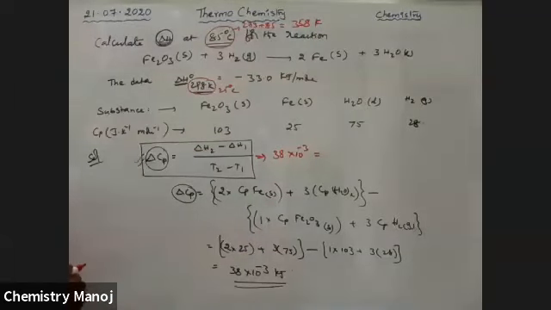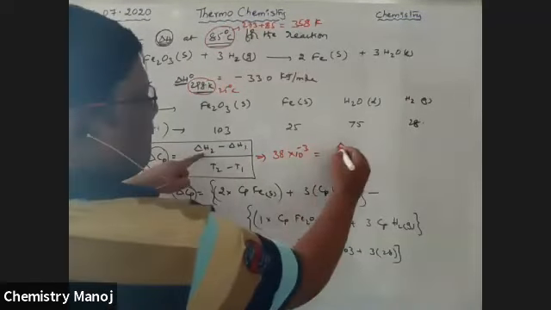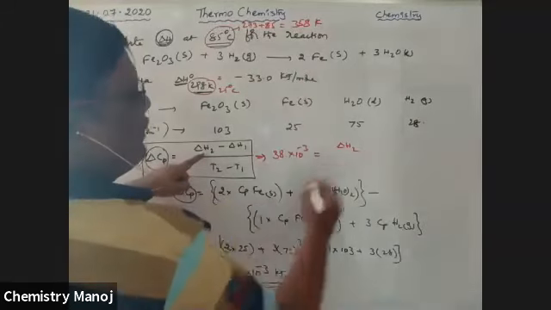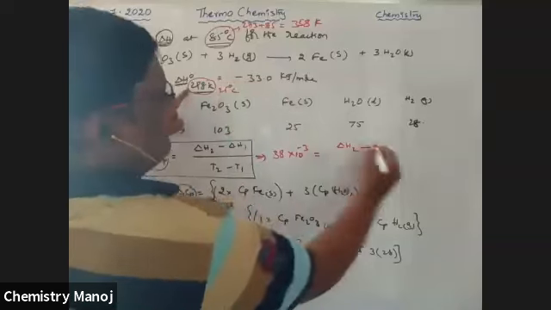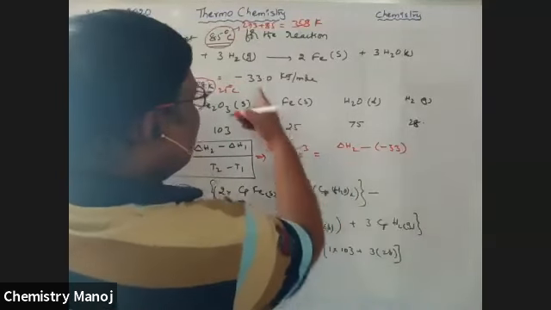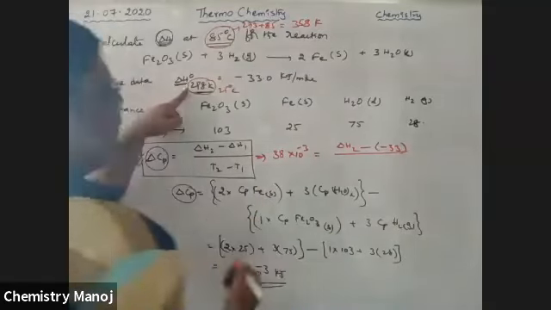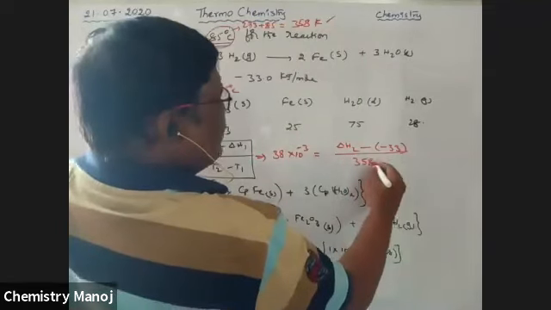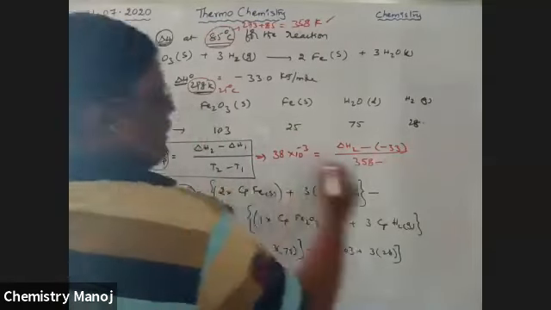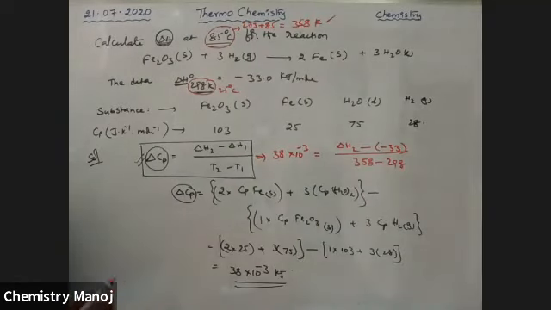We must use only absolute temperatures. So I want to calculate delta H2, that is at 358 Kelvin, minus delta H1, which is minus 33 kilojoules, divided by T2 minus T1. T2 is the higher temperature, 358, minus T1, 298 Kelvin. I substitute all these values, boys.